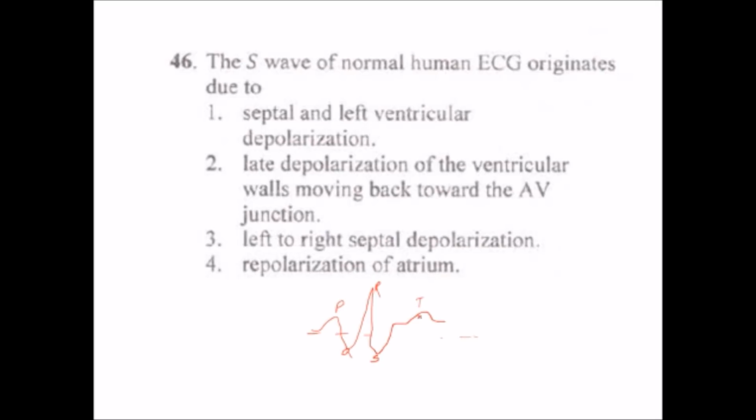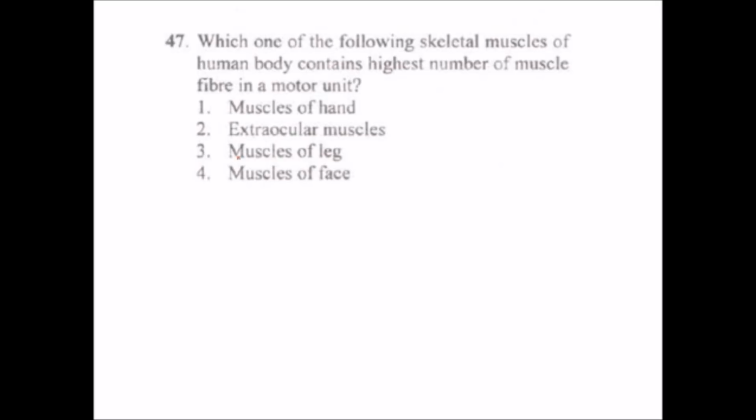So, as per this, if you see option B, it is depolarization of the ventricular wall moving back toward the AV junction. Next question is, which of the following skeletal muscles of the human body contains a higher number of muscle fibers? Definitely the muscles of the leg.